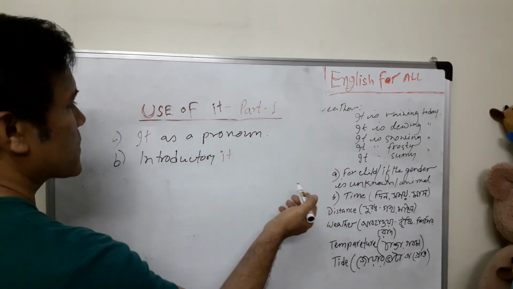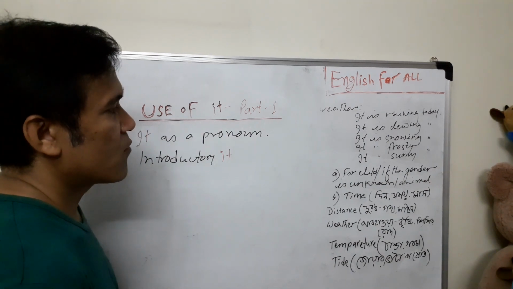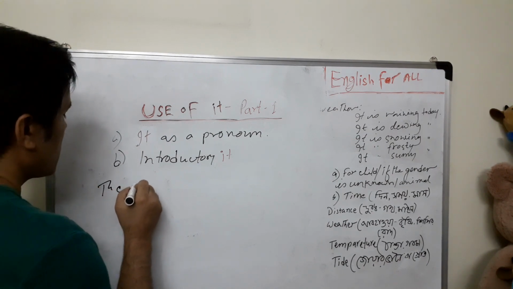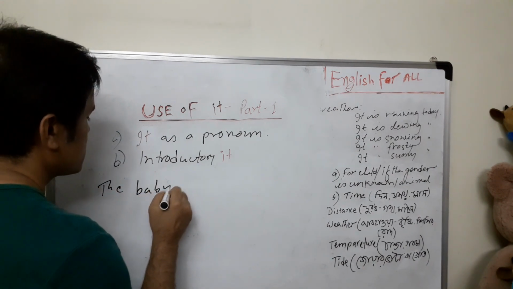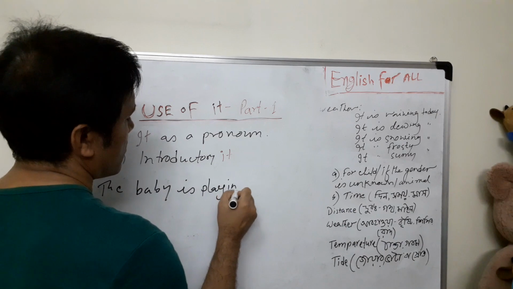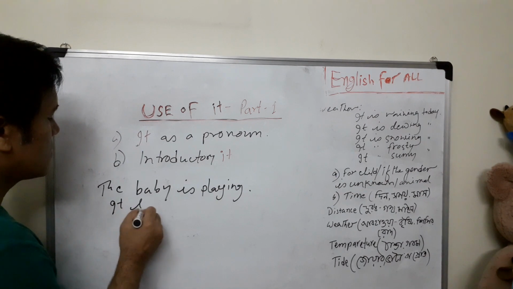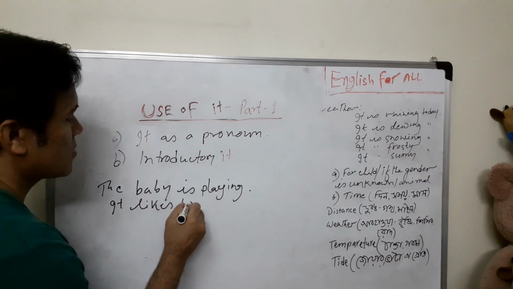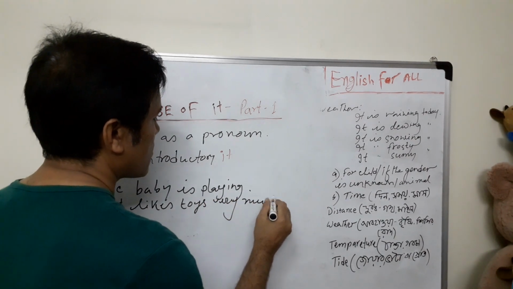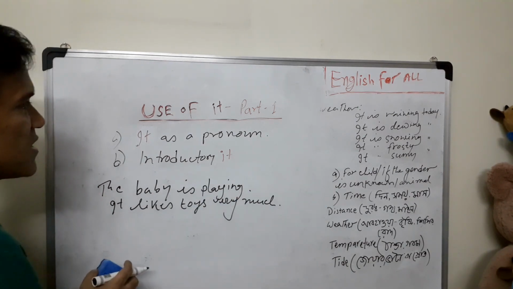ইট প্রোনাউন হিসেবে আরও কিছু ক্ষেত্রে ব্যবহার করা হয়, যেমন চাইল্ড এবং if the gender is unknown, or for animal. Like the baby is playing. Okay? It likes toys very much. It likes toys very much. Alright? So then go to the if the gender is unknown.